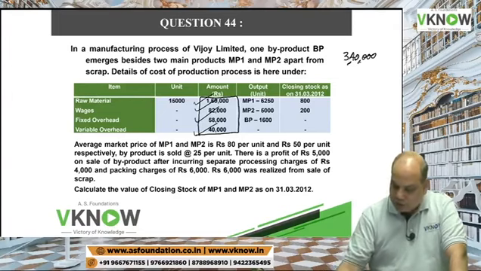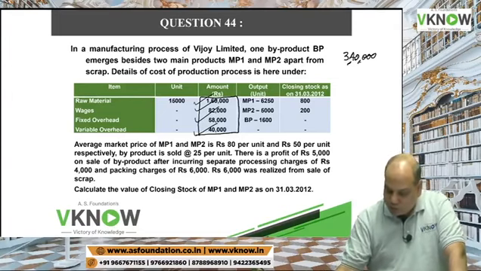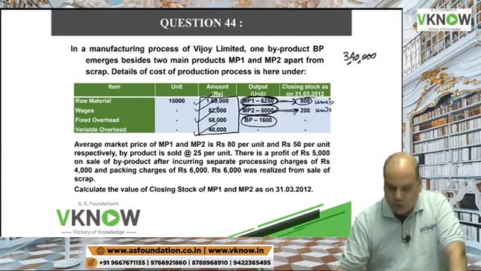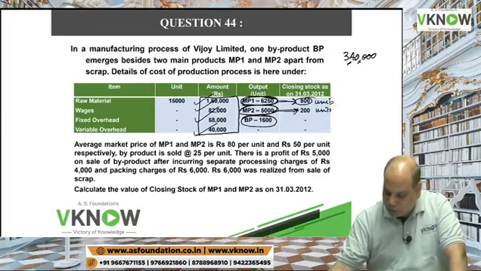3,40,000. Now what are the outputs they have produced? MP1 they have produced 6,250. MP2 they have produced 5,000, and byproduct 1,600. This time they have given you the closing stock also: main product 1 is 800 units and main product 2 is 200 units. You have to find the value of this closing stock.